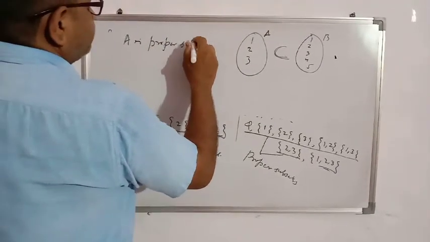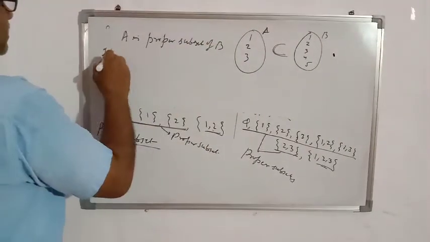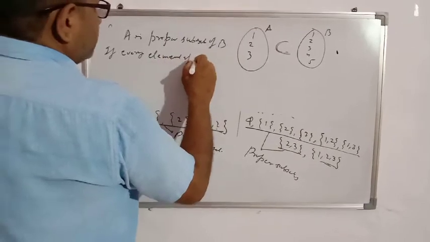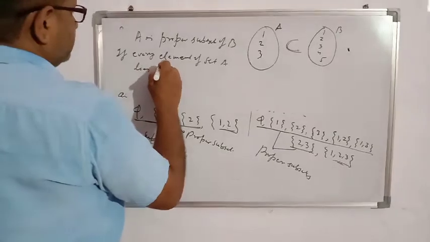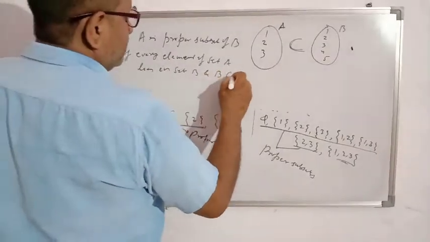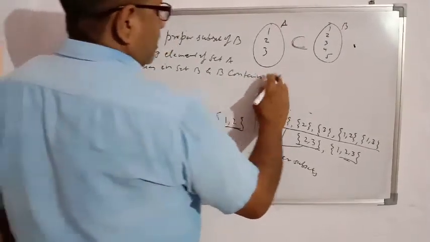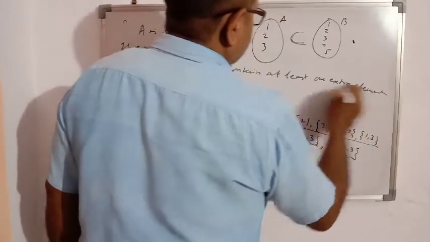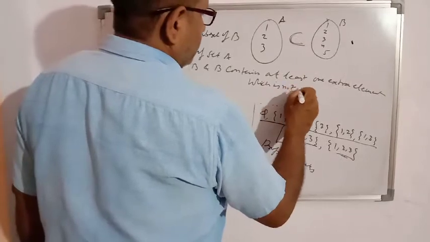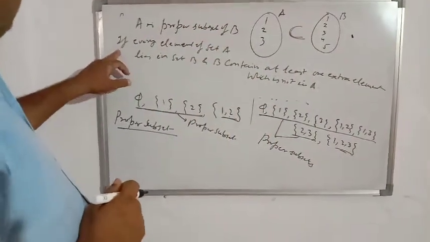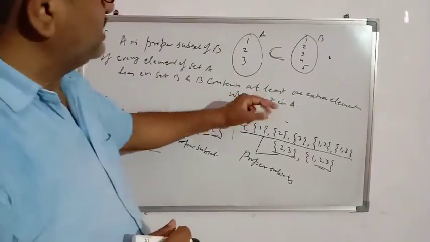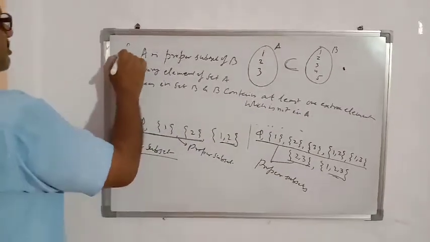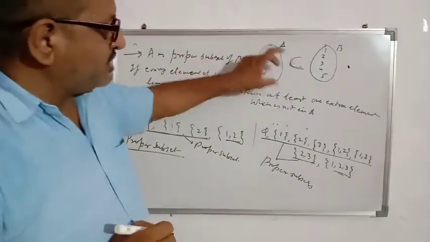A is a proper subset of B if every element of set A lies in set B and B contains at least one extra element which is not in A. If every element of set A lies in set B and B contains at least one extra element which is not in A, then A is called a proper subset of B. So this is the definition of proper subsets. And the set itself is called an improper subset.